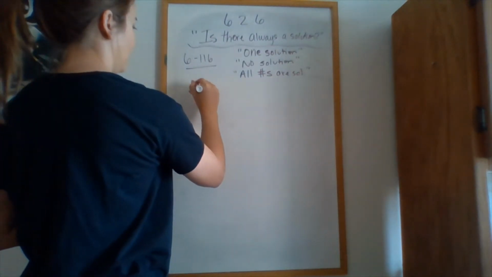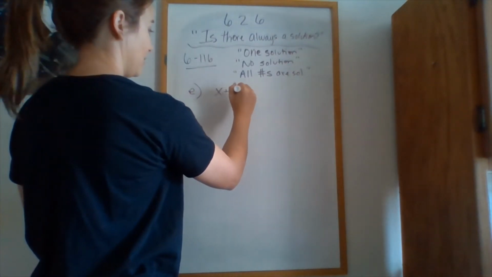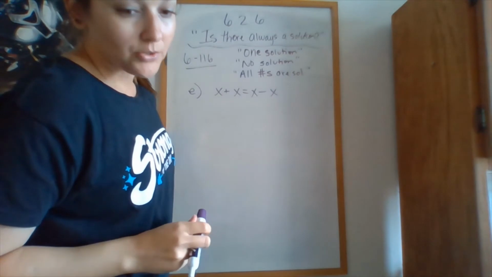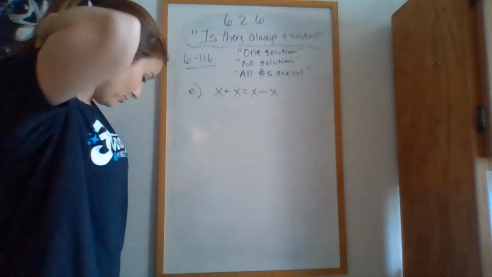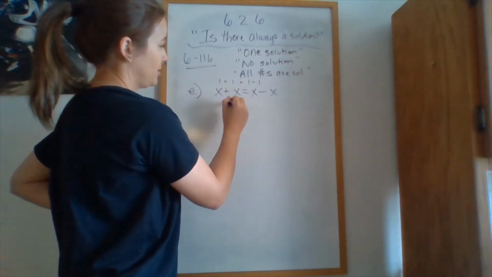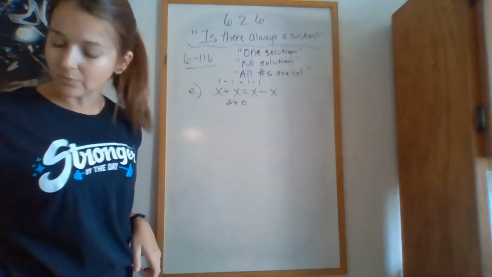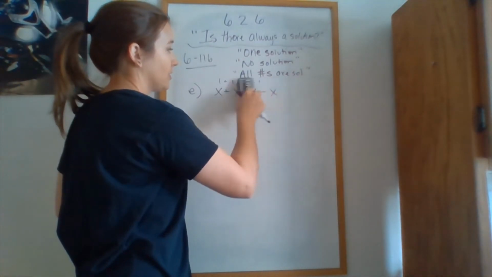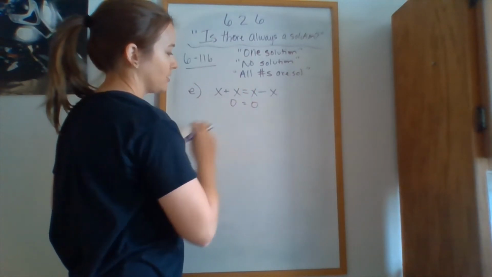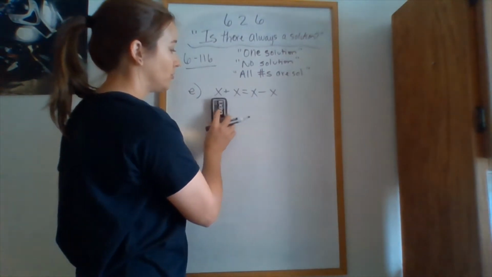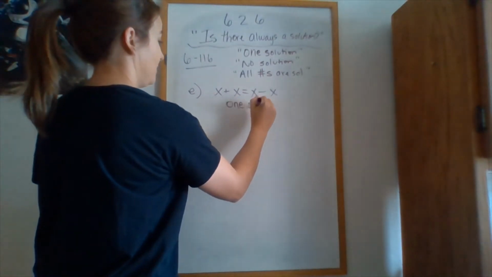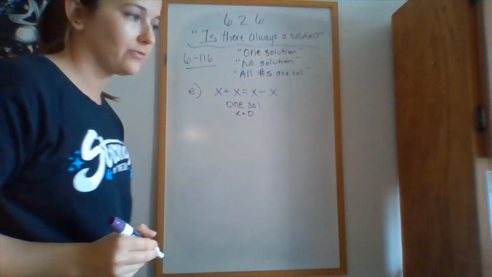Part E has x plus x equals x minus x. So here again, I started to try to plug in numbers. So I had 1 plus 1 equals 1 minus 1. 2 does not equal 0. So now I'm left with, well, maybe 0 will work. So I tried 0. 0 plus 0 is 0, and 0 minus 0 is 0. So I'm like, well, here's another problem where it's only going to be 0 that works. One solution, x has to be 0 for that equation to work.